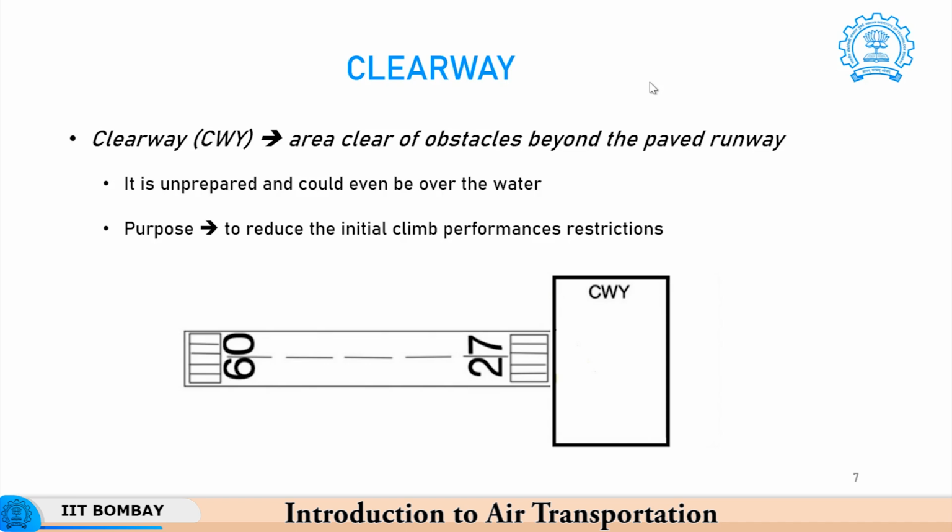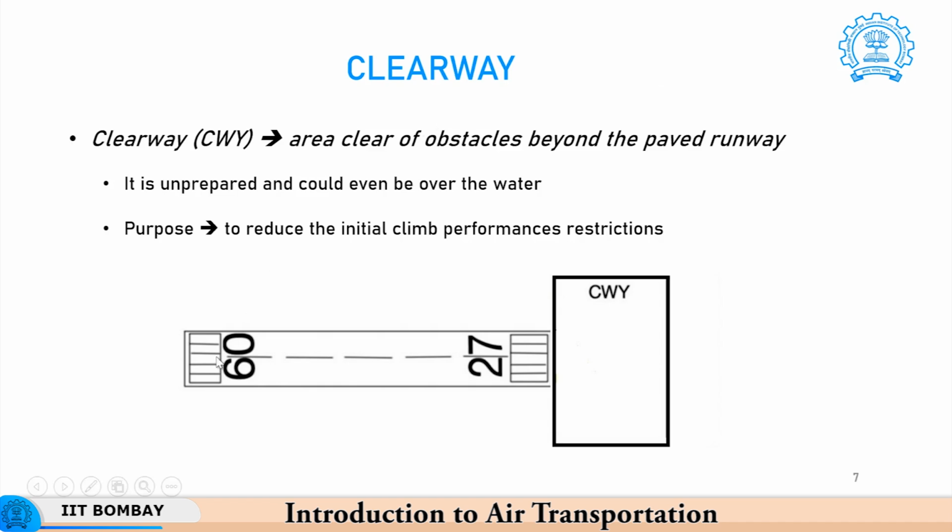The purpose of a clearway is to reduce the initial climb performance restriction. In other words, if we insist that the aircraft should obtain the obstacle height at the end of the runway, then a large distance called the air distance will unnecessarily be a part of the paved runway, which is not really needed, because the paved runway is needed only for the takeoff run available. Because during takeoff run the aircraft is still on the ground. At the end of takeoff run the aircraft has left the ground or has just left the ground. So, you do not have to necessarily have the runway below it available, it should just be clear of all obstacles, and that is why it is a clearway.